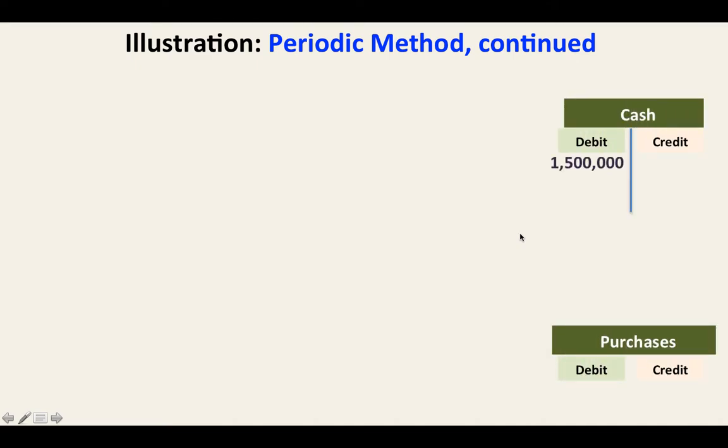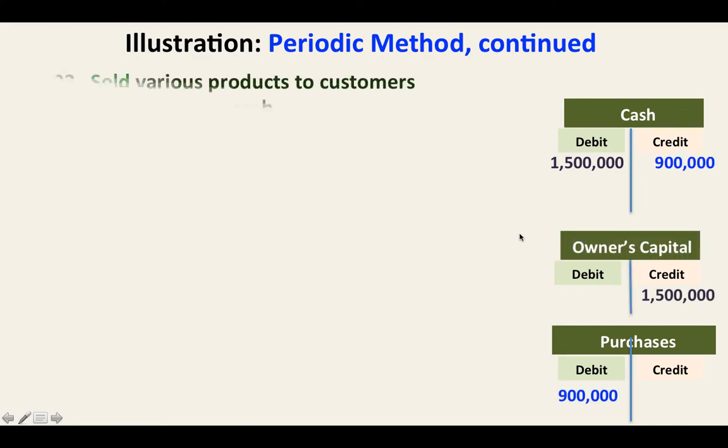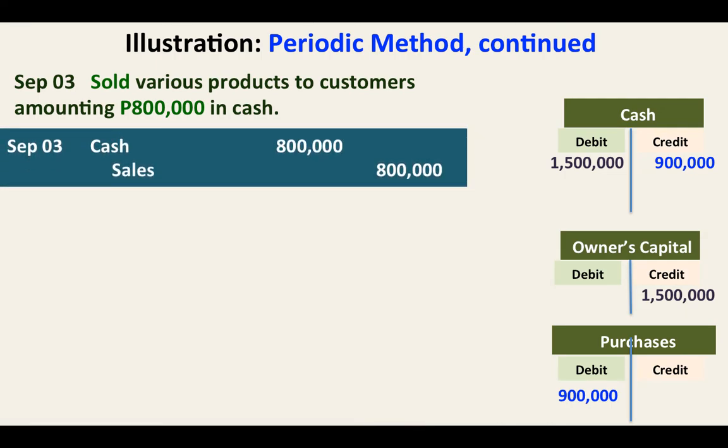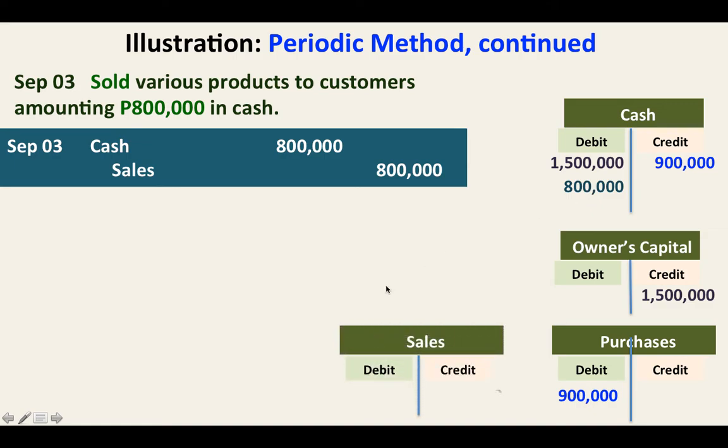Let's carry forward our balances from the previous slide. September 3, sold various products to customers amounting to 800,000 in cash. Again, there is no difference between periodic and perpetual in recording sales. So our entry here is we receive cash of 800,000 from our sales. We debit cash and credit sales 800,000. Let's plug this in: cash 800,000, and our T account for sales 800,000.